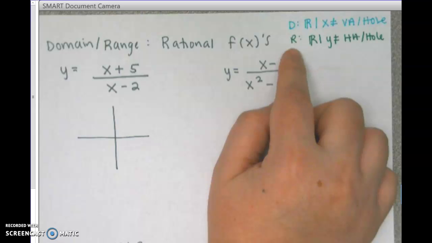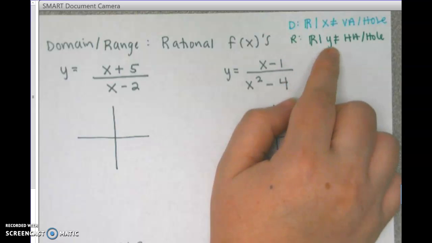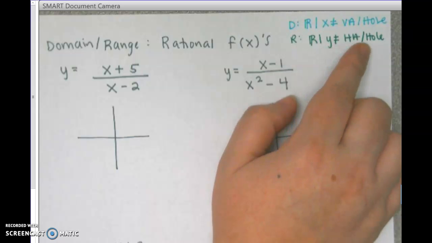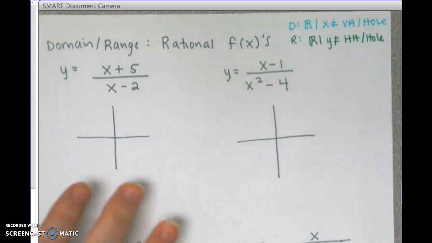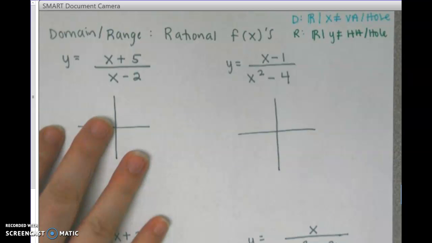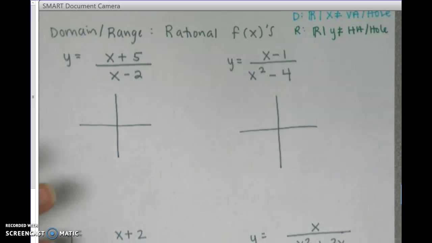Same thing for the range. We're going to have to skip over the horizontal asymptote. So the range will be all the y values except for the horizontal asymptote and the y value of the hole, which is what we're going to kind of focus on since we haven't talked about that yet. For the questions that have to do with factoring, I am going to go through the factoring part pretty quickly. So if factoring is something that you're still uncomfortable with, you should ask questions in class and get extra help.